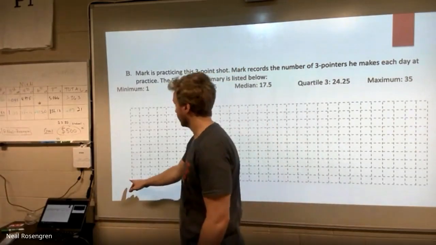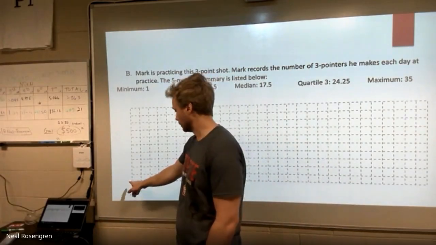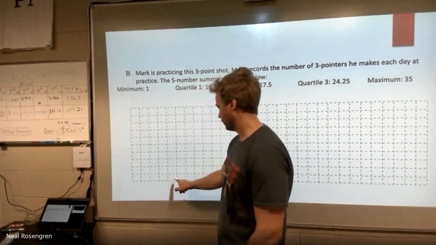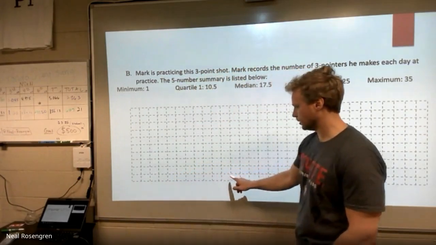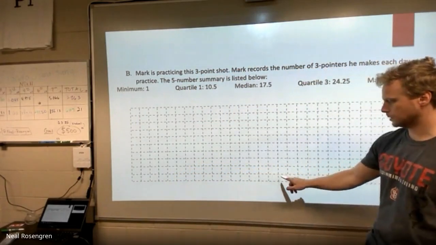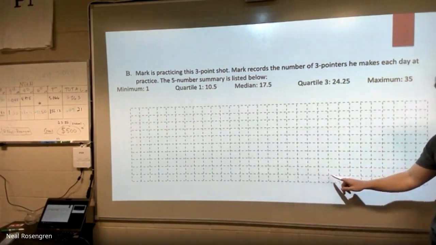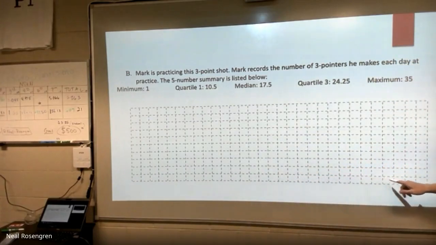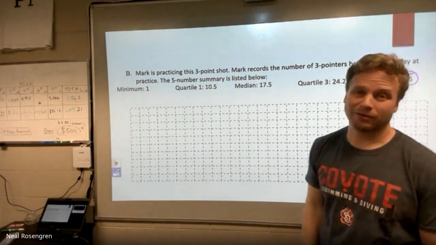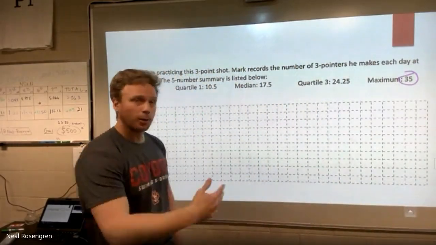Let's see. 0 is a good place to start. 0, 1, 2, 3, 4, 5, 6, 7, 8, 9, 10, 11, 12, 13, 14, 15, 16, 17, 18, 19, 20, 1, 2, 3, 4, 5, 6, 7, 8, 9. Yeah, 30, just like the last one. But that's a problem because my maximum is at 35. So I can't go by ones.